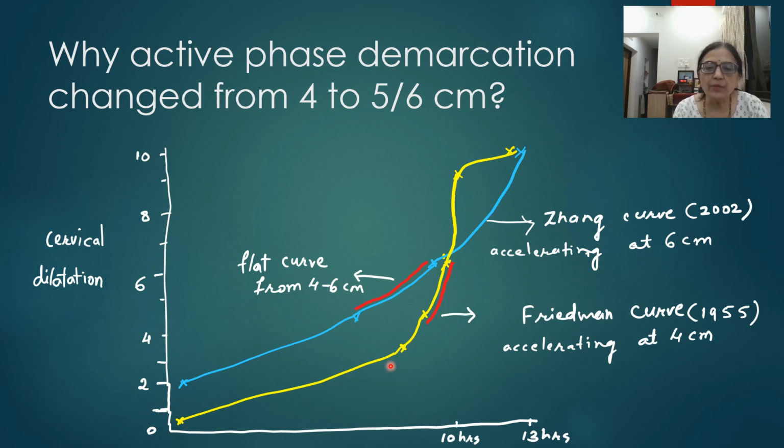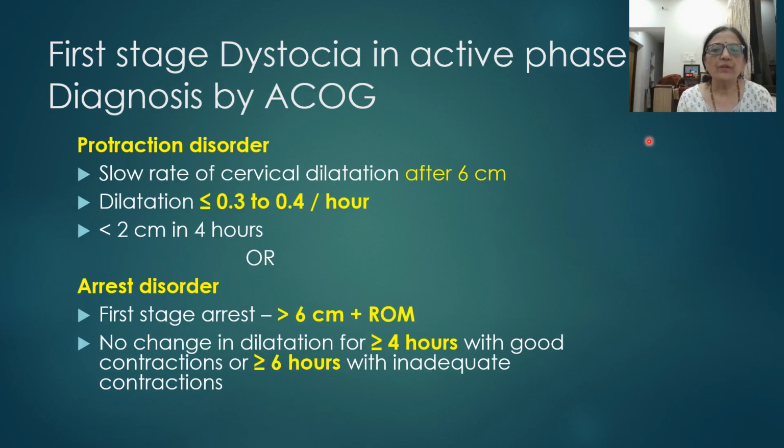As well as concept wise also, it helps us to understand why there is a change from 4 centimeter to 5 to 6 centimeters to define active phase of labor. So by this Zhang curve, up to 6 centimeters, it is latent phase. After 6 centimeters only, there is an active first stage of labor. Till now, what we have seen is mainly how we define dystocia and what are the controversies related to the definition of active phase itself.